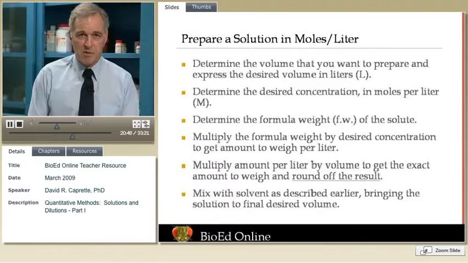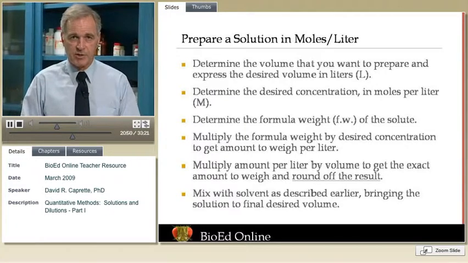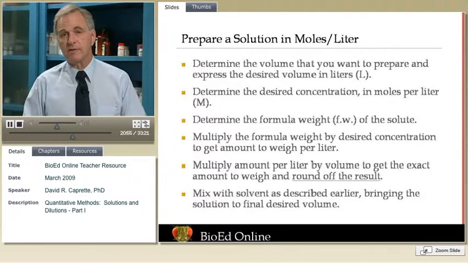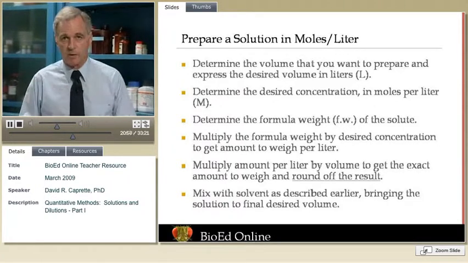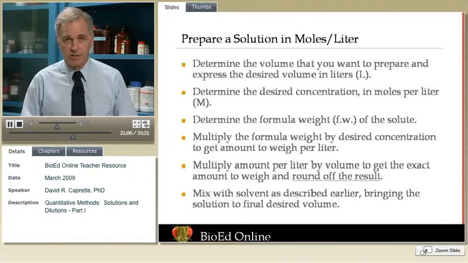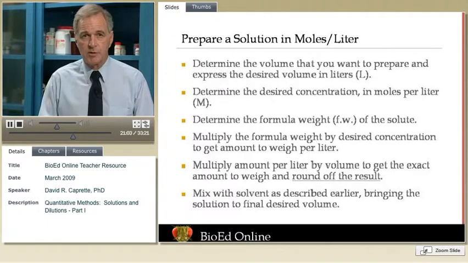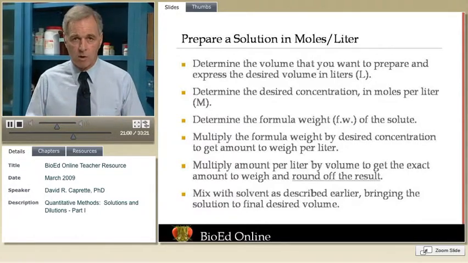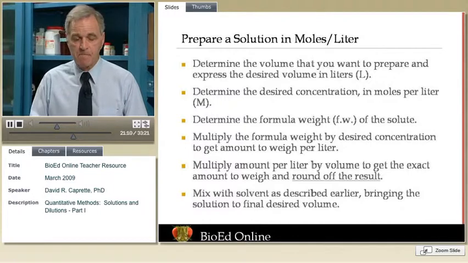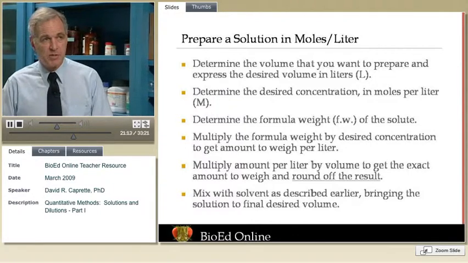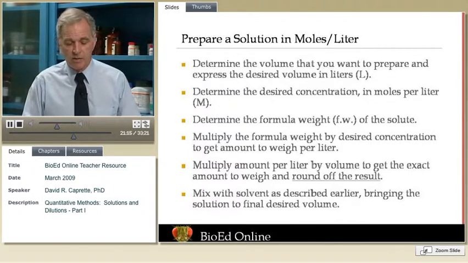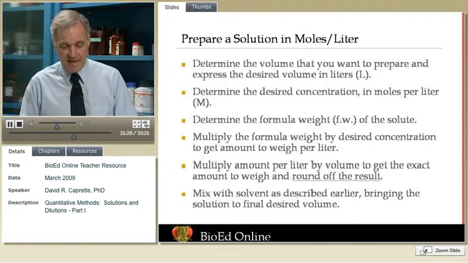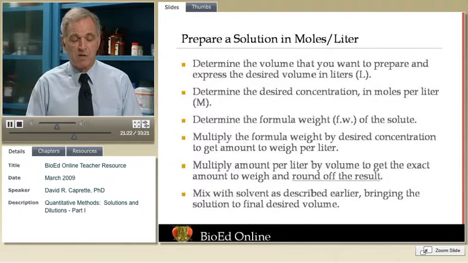When I prepare a solution by molarity, I need three pieces of information. I need to decide what volume I'm going to prepare, and I try to convert that volume to some standard unit, usually liters. I need to know the concentration to which I'm going to make the solution. I generally express my concentration in moles per liter, or molarity, capital M. I also need to know the relationship between number of moles and number of grams of the substance I'm using for the solute. That is the formula weight, also known as the molecular weight.